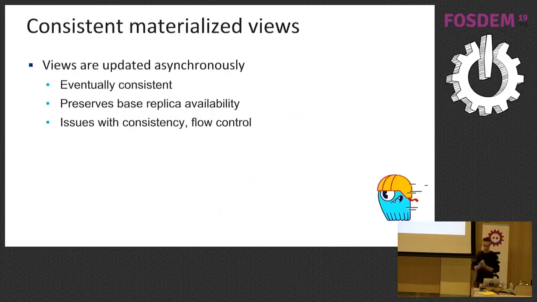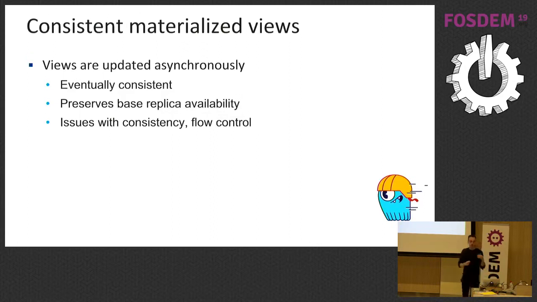Finally, materialized views. A materialized view is a derived table from some base table. It is typically used to index a column out of the base table, but it is different than a secondary index because you can actually denormalize data in it. So you can include in a materialized view many columns from the base table. A materialized view is handled by a totally different set of nodes than the base table. And it cannot be written to directly.